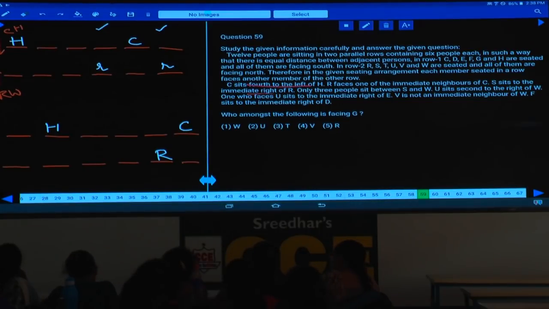And S sits to the immediate right of R. As S is seated to the immediate right of R, R at this place is completely ruled out, isn't it? Then what is the only possibility here? R at this place, and S is to the immediate right of R. And similarly here, S is at the right end. C and S are opposite to each other. Only 3 people between S and W. As there are 3 people between S and W, W must be at this place in case 1, and in case 2, in both the cases, W and H are opposite to each other.